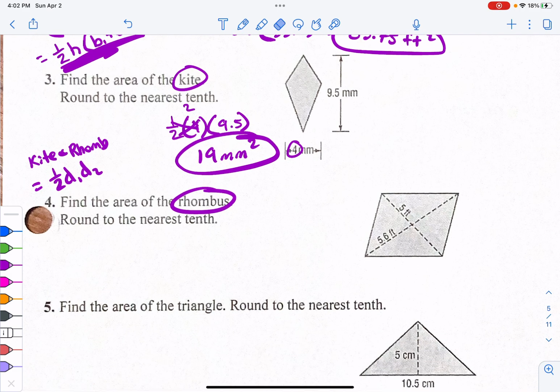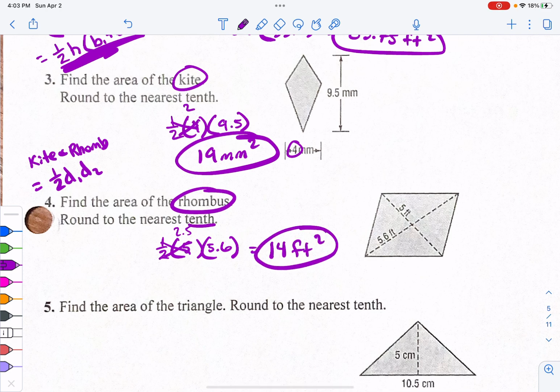This one is half of D1 times D2. I guess it doesn't really matter. I'll put the 5 first. 5.6 here. Half of 5 is 2.5 times 5.6. Oh, I cannot type. 2.5 times 5.6. 14. There we go. And they say rounded to the nearest tenth. That doesn't really even need to be rounded, because that's exactly what it is, 14 feet squared.